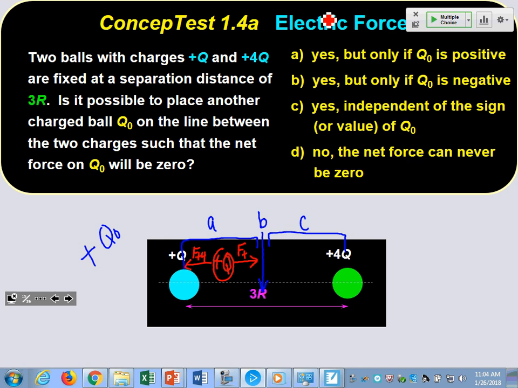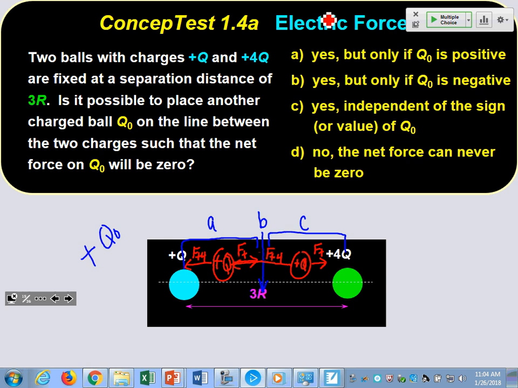Because if I put it over here, what would happen? I would get a force due to the plus Q charge in that direction. And then due to the positive 4Q charge, it'd be really big because it's really close to that positive 4Q charge in that direction. And so over to the right, and at the center too, I can't have net force equal to 0 because the positive 4Q is always going to dominate the positive Q. So that seems like an exercise, but we'll see as we get into electric fields that it's actually kind of important.